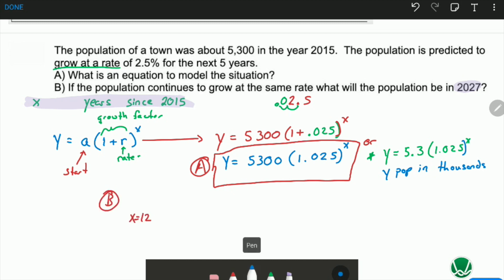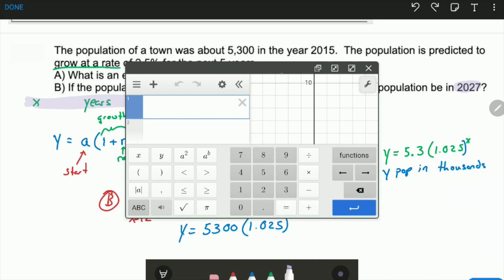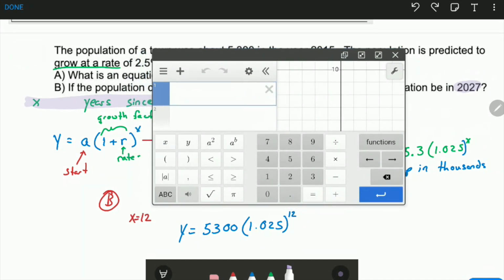If we go through and actually try to use our equation to find this, it's a simple matter of just plugging it in. y gives us the population, x being time. So y equals 5,300 times 1.025 to the power of 12. You can either go through and work that out by hand, which might be a little bit annoying to do with this, or you can just type it into most calculators.